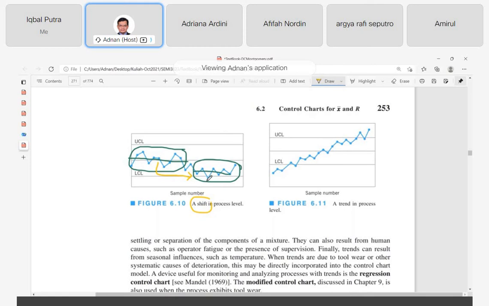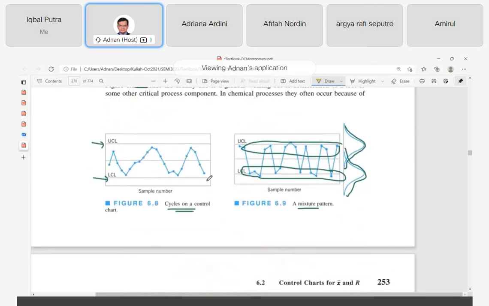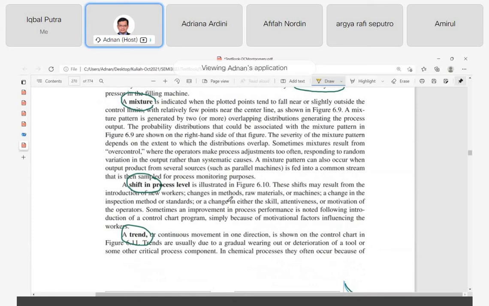So what are the possible reasons for this shifting? This shifting could be a change of method. Maybe the workers operating in the morning change to new workers. So changing the workers creates a shift. Maybe due to material. It could be due to the machine, and there are many possibilities. Also, a shift can be due to a broken tool. Suddenly you can see there is a shift in the pattern. Could be broken tools.